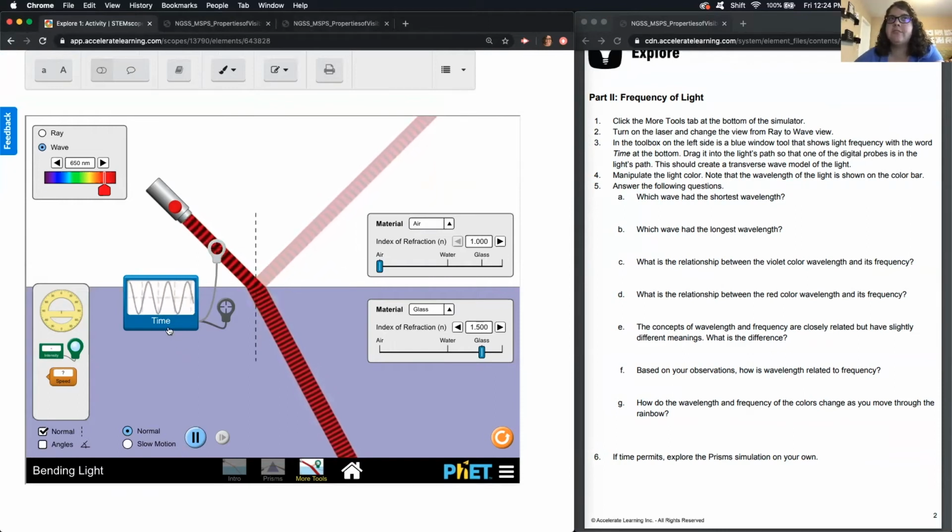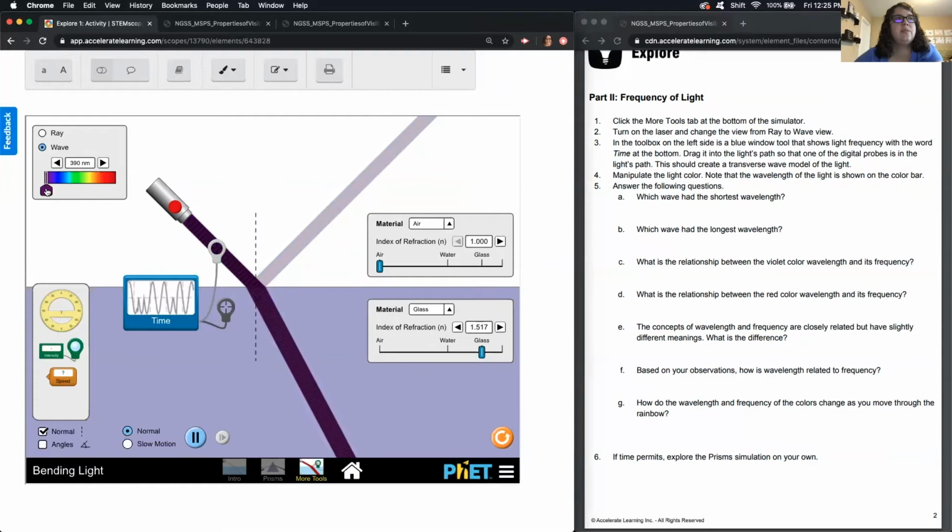This is a transverse wave model. That's what it is. It's a type of transverse wave. Now I'm going to manipulate this light color. Okay. I'm going to take it to this far end of the spectrum. Did your wavelength increase or decrease? Now I'm going to slowly move to the left. Okay. And as that's going on, you should see that the numbers are changing.